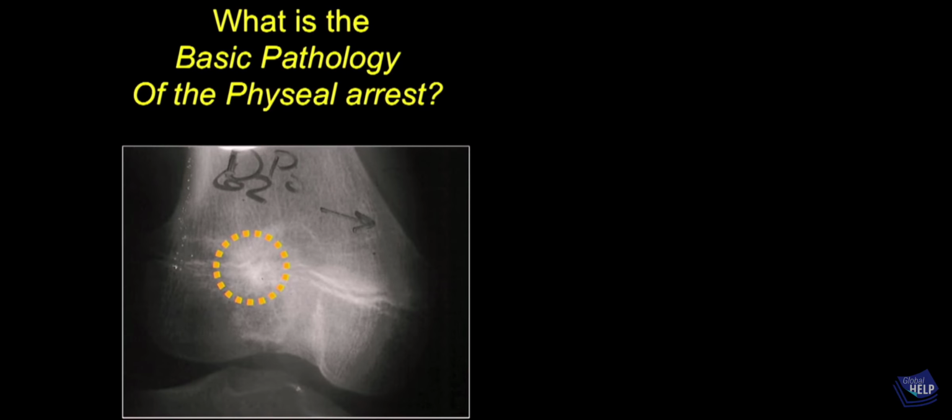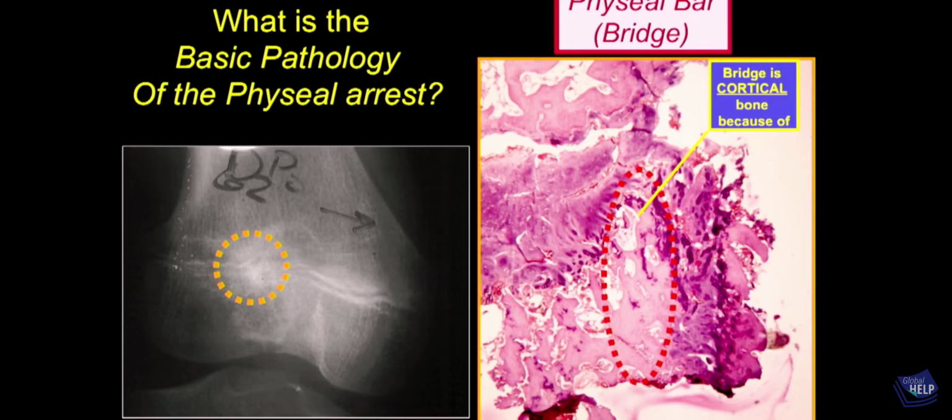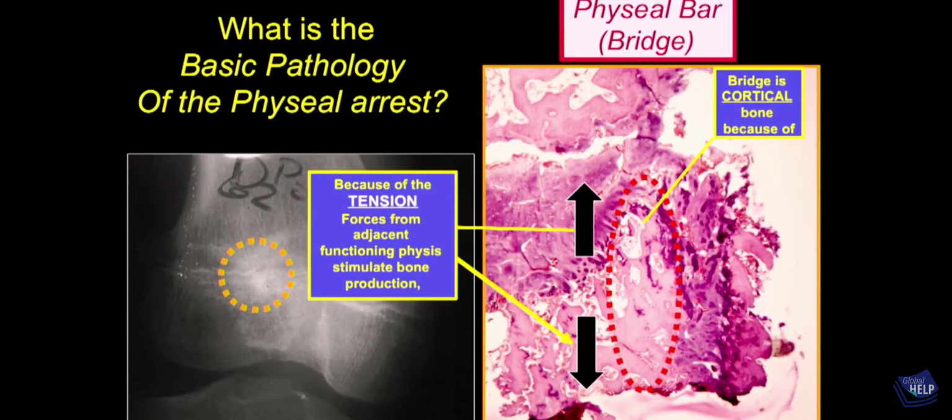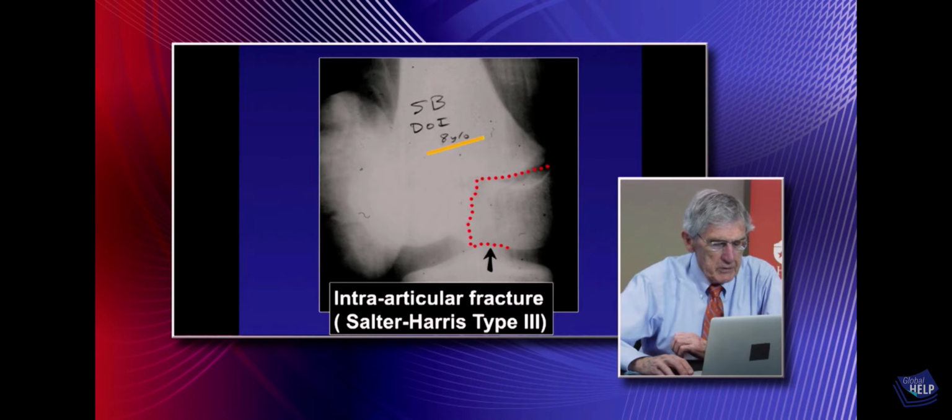So the basic pathology of physeal arrest is that the physeal cells, the growth cells, are replaced by osseous tissue. And osseous tissue does not expand, so it prevents that cartilage from growing. If you resect that, you'll find that the bone is cortical, because of the tension forces. You have constant tension forces on either side of the bridge, and any kind of forces applied to bone will stimulate bone production, so you have very thick cortical bone here.